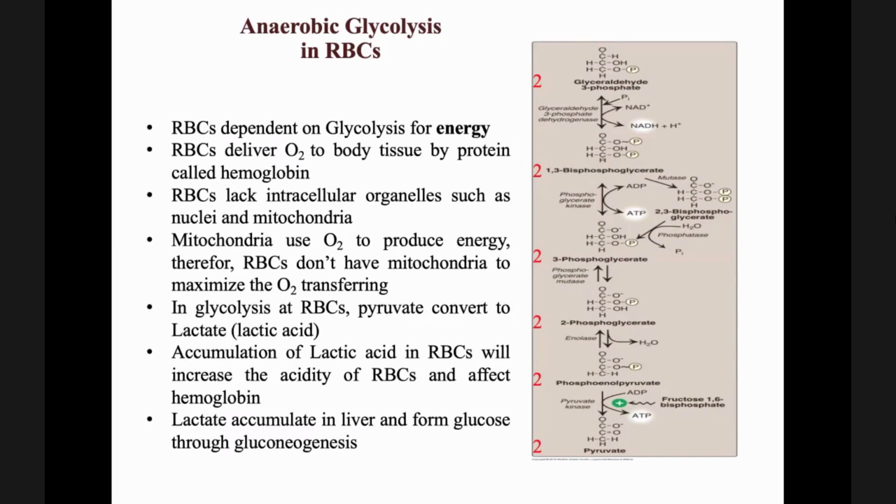The mitochondria use oxygen to produce energy, therefore the red blood cell does not have mitochondria, to maximize the oxygen transferring. In glycolysis in the red blood cell, pyruvate is converted to lactate. The accumulation of lactic acid in the red blood cell will increase the acidity of the red blood cells and affect hemoglobin. Lactate accumulating in the liver forms glucose through gluconeogenesis.